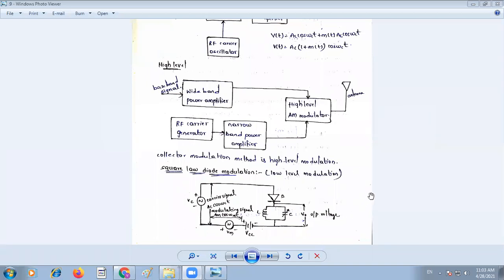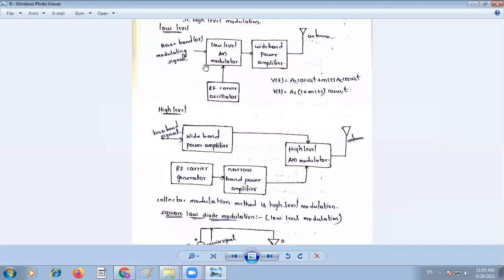In the previous class, we saw the generation of amplitude modulation. In that, there are two methods: one is low level amplitude modulation and the other is high level amplitude modulation.